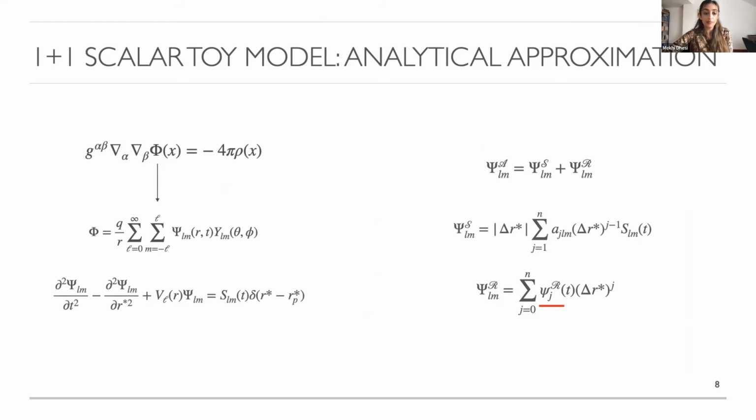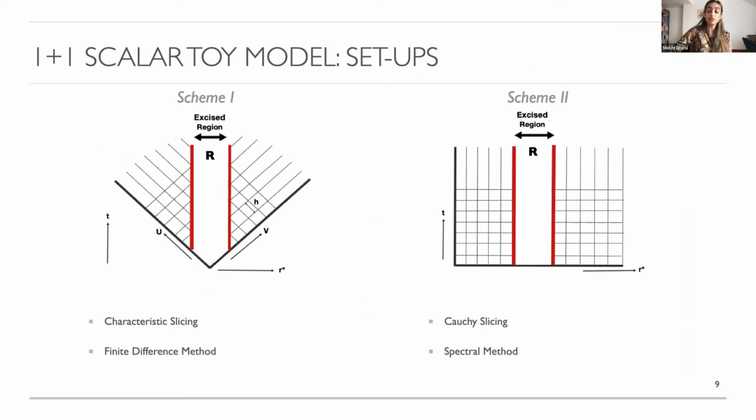Okay, so we devised two schemes for evolving this 1+1 dimensional scalar toy model. We had a model that used characteristic slicing and finite difference methods to numerically evolve the field, and we had a model that used Cauchy slicing and spectral methods to evolve the field. In both approaches, the field was evolved numerically along a time slice up to the excision region.